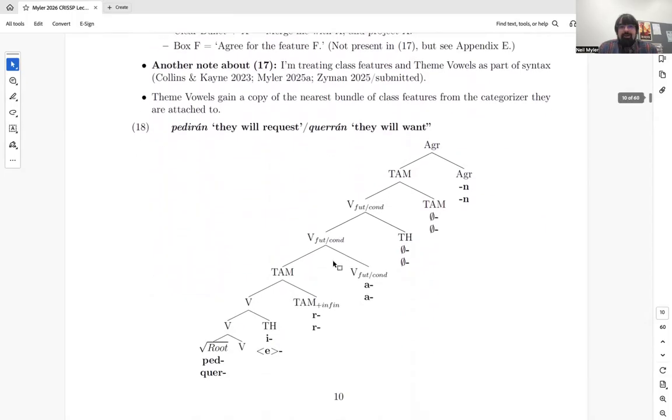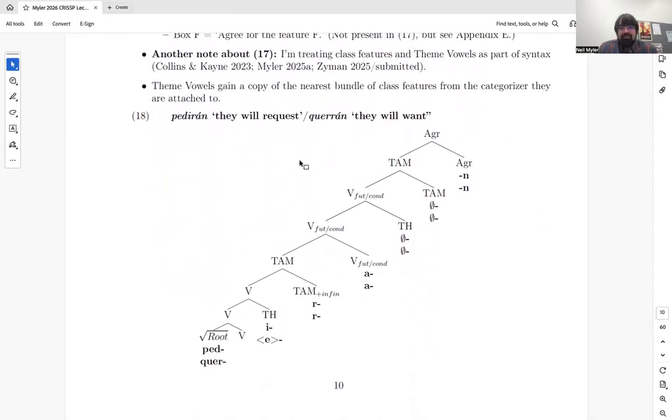So that will give you structures of this sort for the future tense forms for they will request, pedirán, and they will want, which is querrán. There's an extra wrinkle in the future and conditional forms of querer and a handful of other verbs, which is that they lose their theme vowel just in these forms. There's some discussion of that in the appendices, but because it's not relevant to the PYTA problem that we're interested in this video, I don't go into it any further here.